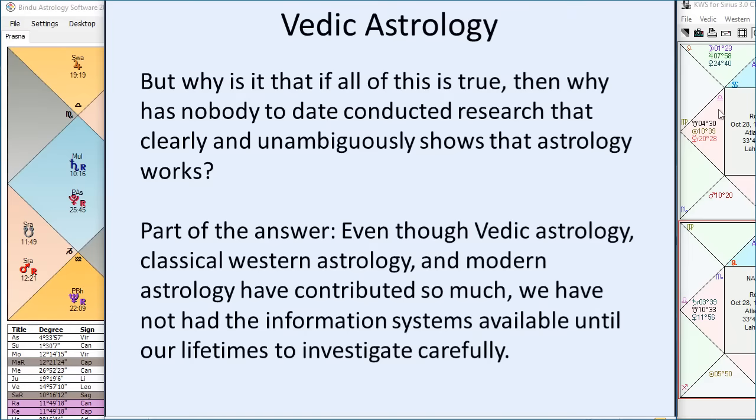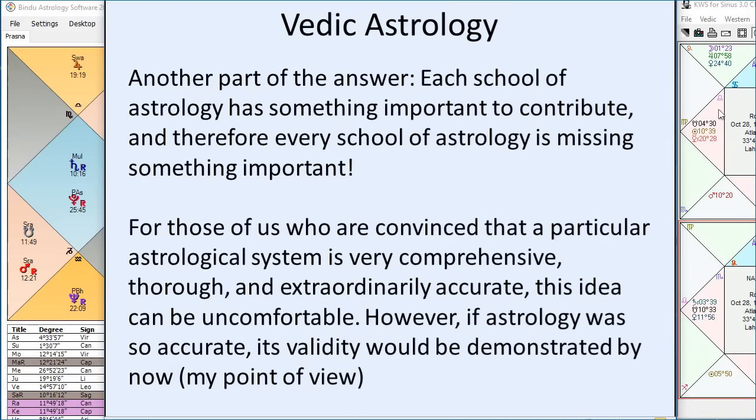is that we have not had information systems available until our lifetimes to investigate carefully. The whole idea of very careful, objective research, the availability of lots of data that can be gathered in an unbiased way and analyzed statistically, and all the kinds of new research methods we have, these were not available. So that's one reason why astrology has not been validated. And another reason is that I think every school of astrology has something important to contribute. Well, if every school has something important to contribute and every school is different, that implies that therefore every school of astrology is missing something important.